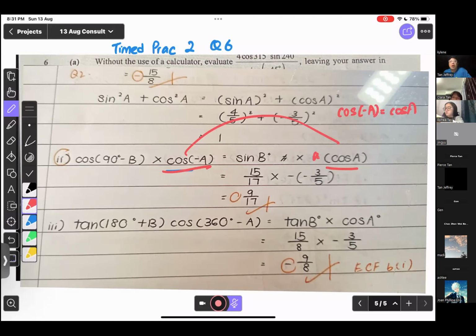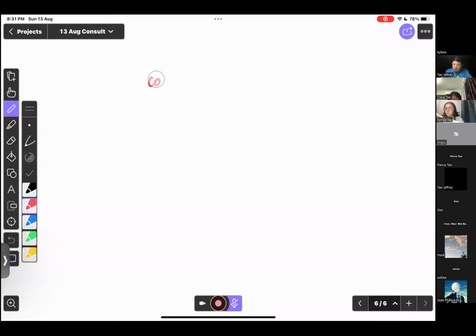Wait, why though? Isn't it in quadrant 2? This formula will work regardless of the quadrant of A. In class, I asked you all to write down that the way to remember is to imagine A is in the first quadrant, then negative A will be fourth quadrant. The imagination is just for you to remember the formula, but it actually works for all quadrants.